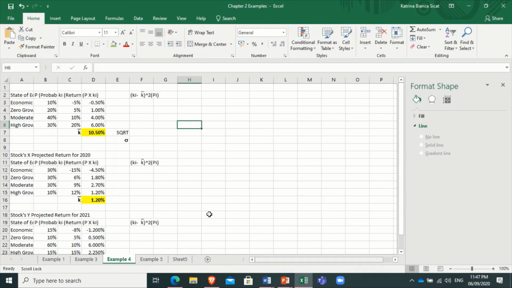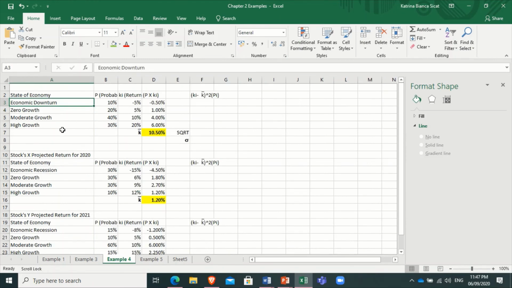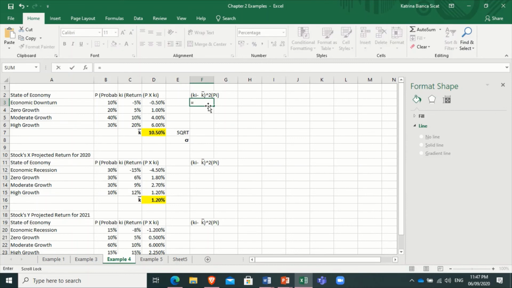So, same problem po tayo kanina, no? I just adopted the same problem. So, i-adopt natin ngayon using the formula of standard deviation. So, kunin lang natin yung formula. Okay, equal sign, and then we get the return, which is negative 5% in this case, minus our expected rate of return na na-compute, which is 10.5.